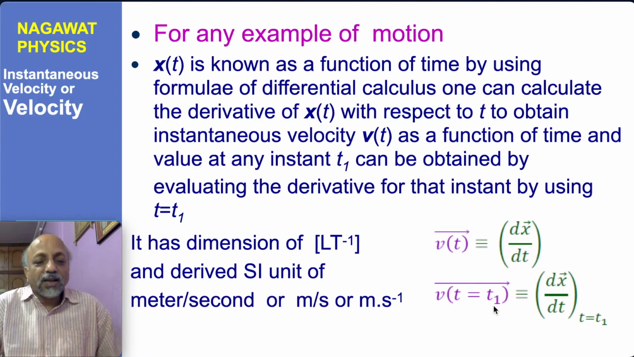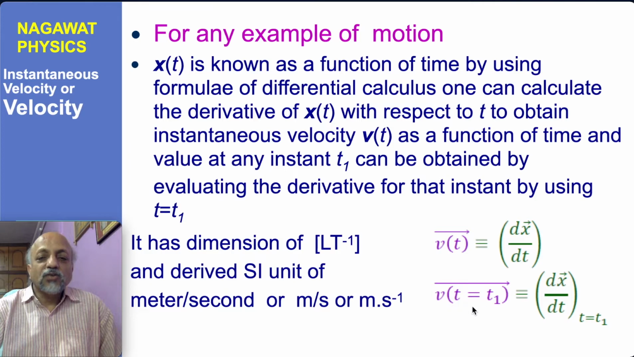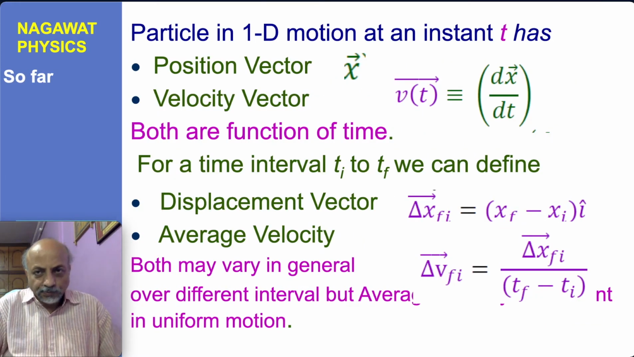So the symbol t can be used in two different manners. When I use t, it is a variable, so it can have any value, and t1 is a specific value of t, the instant. So t equals t1 is the instantaneous value at a particular instant, and v(t) is generally an expression which can be obtained from x(t). If you know the position as a function of time, you can obtain mathematically the velocity as a function of time. That is the summary so far.